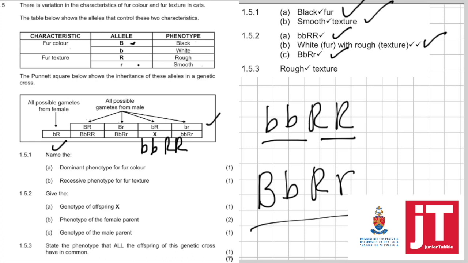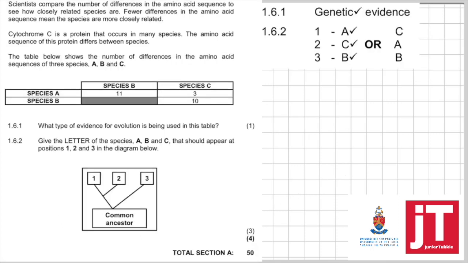And then the last one, state the phenotype that all the offspring of this genetic cross have in common. So can you see? All of these offspring have a big R in them. So what do they have in common? The rough texture. Right.